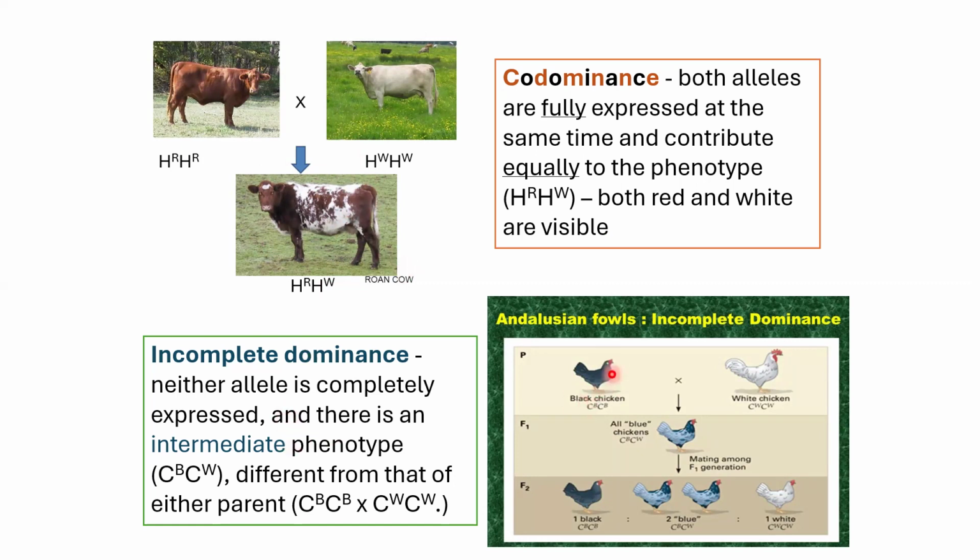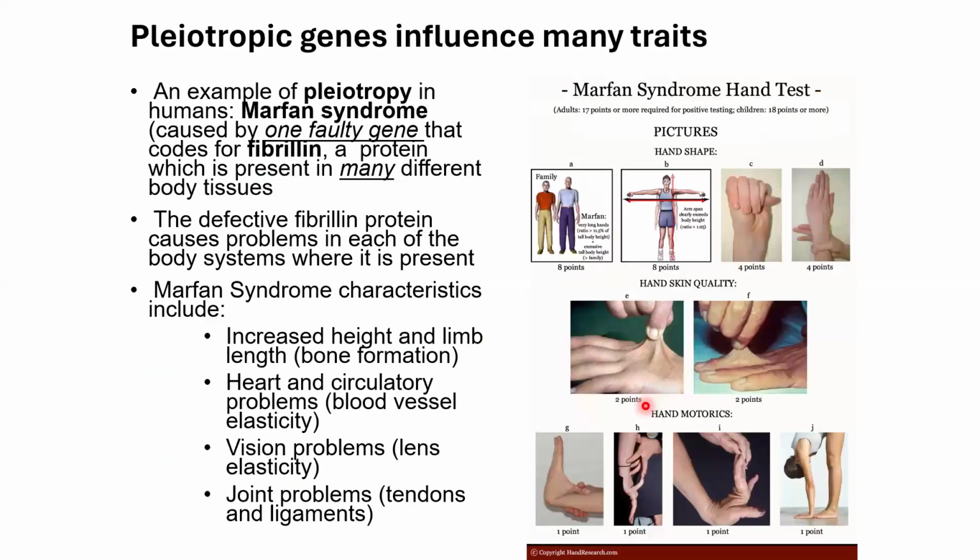In incomplete dominance, it's like an intermediate. Like this black chicken and white chicken crossing together, they have blue chickens, but when the blue chickens cross with each other, we have one black, one white, and two blue ones. So the blue ones are an intermediate between the two parent chickens.